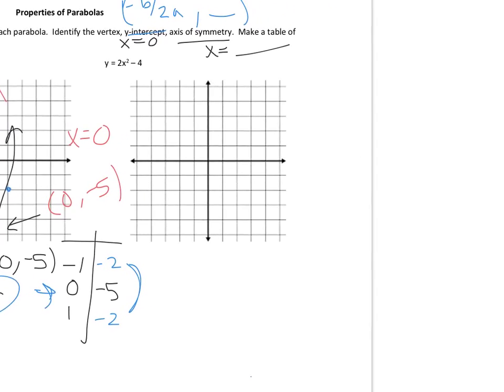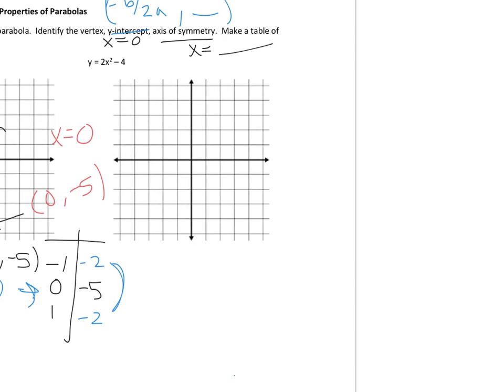So for the second one over here, we can just talk about this graph, what it looks like. It's going to open up because this is positive. It's going to be narrower, and the y-intercept is -4. So I'm going to find the vertex by doing opposite b over 2a. So it's 0, plug in 0, and you get -4.